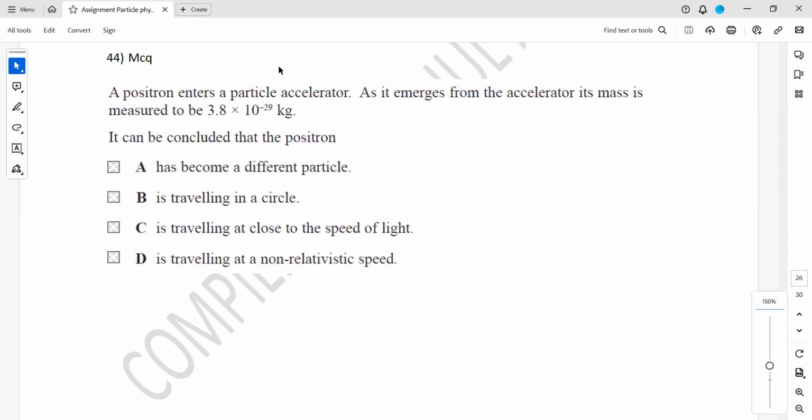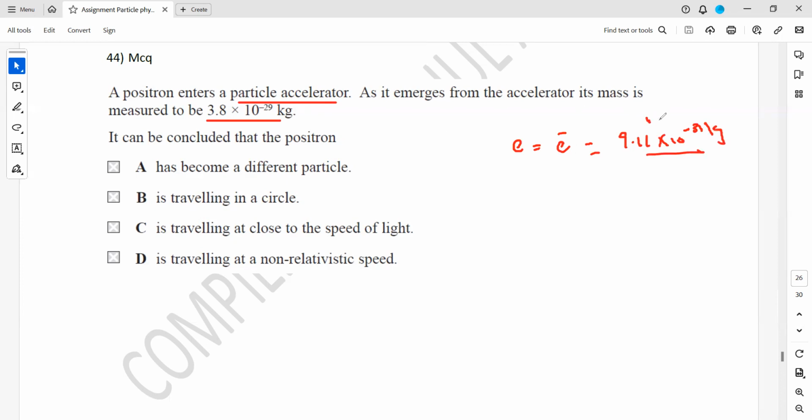A positron enters a particle accelerator and emerges with a mass of 3.8 times 10 to the power. So it can be concluded that, look, what is the mass of an electron or a positron? Not proton, it's a positron. So this is a sign for positron. What is their mass? It is 1.6 times 10 to the power minus 27 kg. Sorry, that 1.6 times 10 to the power minus 27 is for neutron and proton. This is 9.11 times 10 to the power minus 31 kg.